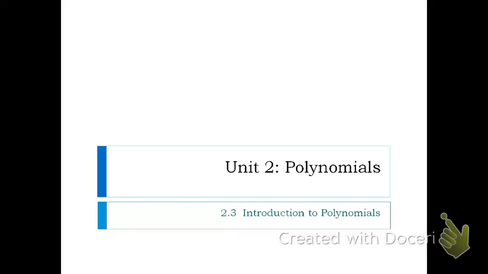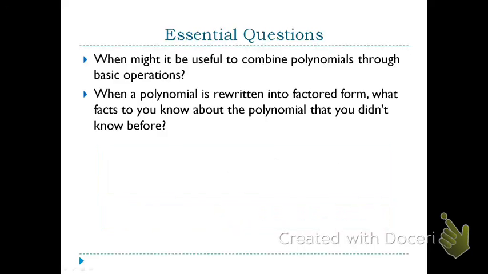So this is the Unit 2 Polynomials, Lesson 2.3, Introduction to Polynomials. When you're doing this lesson, you're going to have two essential questions. When might it be useful to combine polynomials through basic operations? And when a polynomial is rewritten into factor form, what facts do you know about the polynomials that you didn't know before? That's kind of confusing the way it's written.